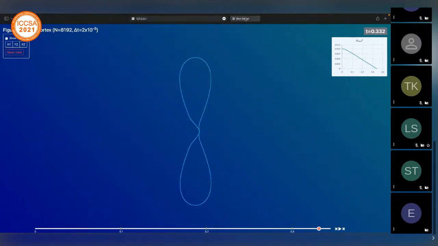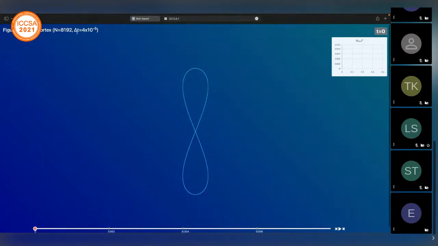Next one is if we enlarge the delta t to 4 times 10 to the negative 5. So we can find the disappearance. The disappearance occurs in a very early stage.